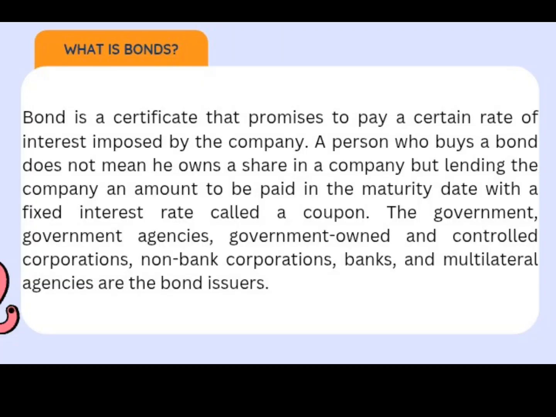What is a bond? A bond is a kind of investment where a company or government borrows money from people. So, if you buy a bond, you are not the owner of the company. Instead, you are lending money to them. In return, the company promises to pay you back the amount that you lent on a specific date, which we call the maturity date, along with a fixed interest rate we call a coupon.